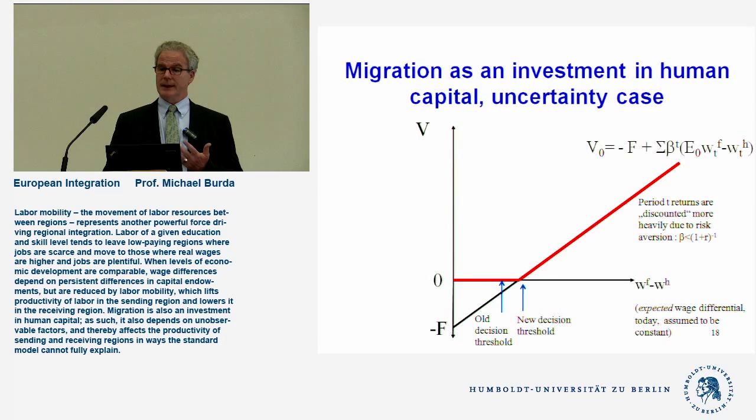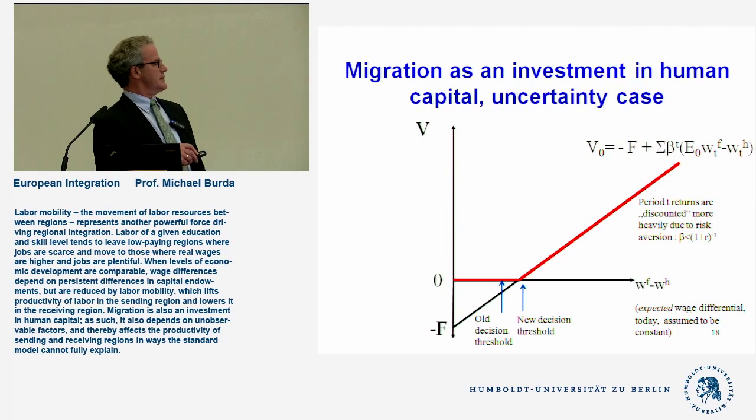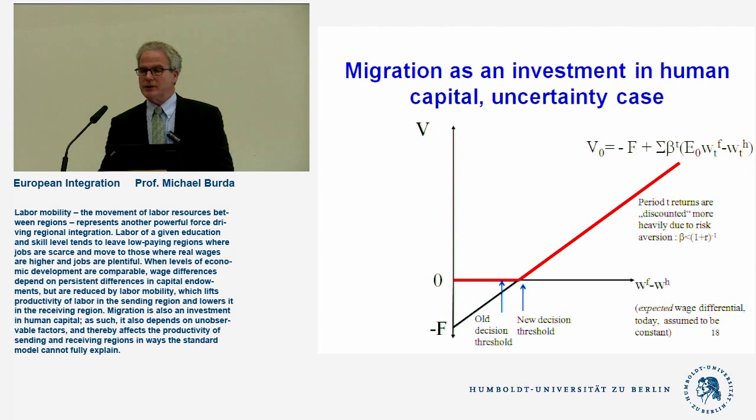Okay? So again, if you do finance, if you're a business student, you know that you discount risky projects by higher discount rates to get an equivalent valuation. That's exactly what's going on in this picture. So beta is lower than 1 over 1 plus R. And therefore, the slope of that line, even assuming a constant wage differential forever, is going to be flatter. So the intersection is no longer there, but it's there. That means that a larger wage differential is necessary to motivate people to leave.